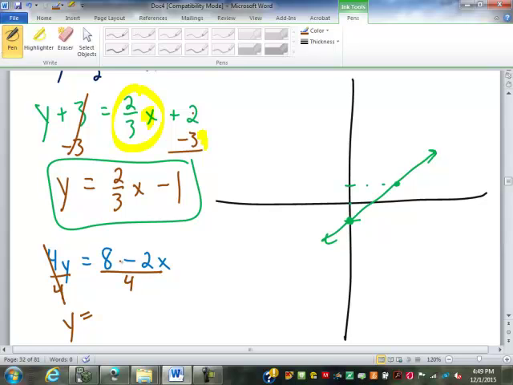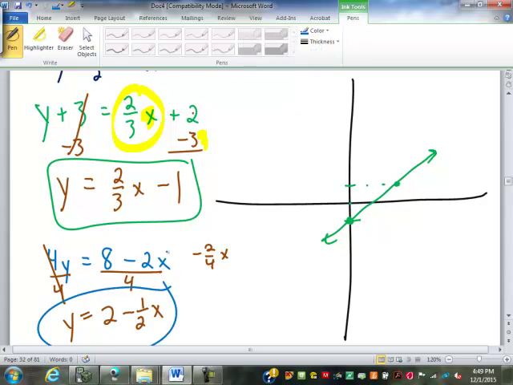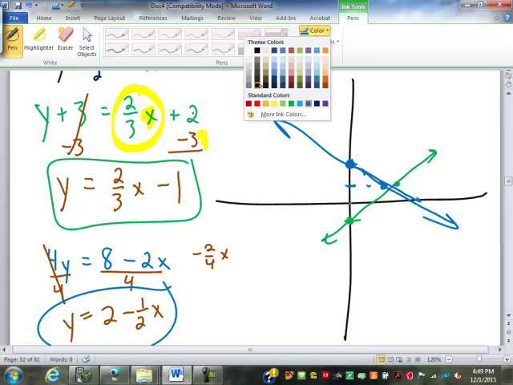So 8 divided by 4 is 2. Negative 2x divided by 4, that'd be a negative 2 over 4x. Negative 2 over 4 reduces to negative 1/2 x. Good. So now where do we start? Positive 2. And from there we go down 1 over 2. Good. There we go.